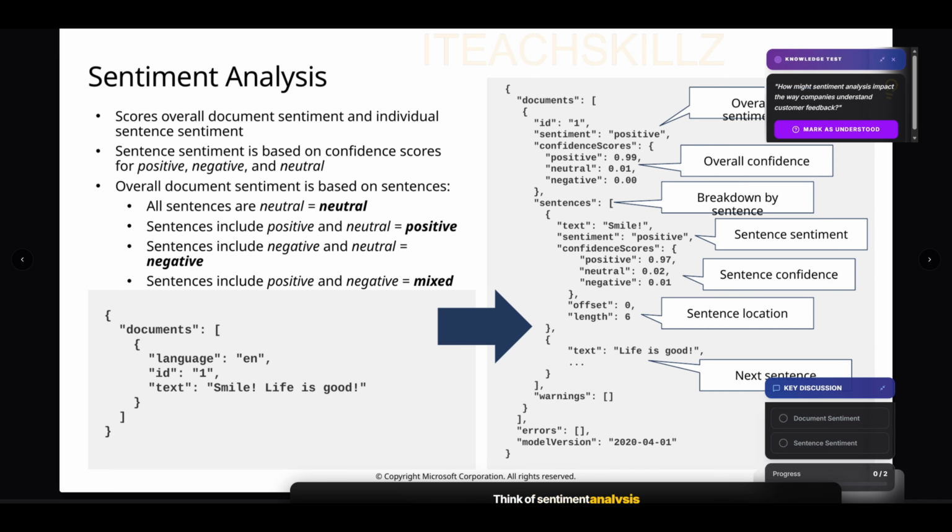Think of sentiment analysis as a mood detector for text. It assigns an overall feeling to the document and breaks it down by individual sentences. If all sentences are neutral, the document is deemed neutral. If there's any positivity mixed with neutrality, it's tagged positive. Conversely, negativity or both sentiments together result in negative or mixed feelings respectively. For example, in our document "Smile. Life is good," sentiment analysis labels this as a positive text because of high confidence in its uplifting sentences.